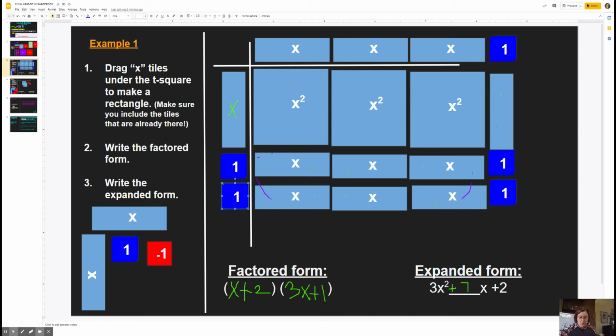All right, I'll give you a little more time to get that finished, and then we are going to move on to our next example. Again, the key is to make sure that you make that rectangle underneath that little T-square thing, and then the outside part is the length and width of that rectangle. That's your factored form, and expanded form is combining those terms underneath that T-square.